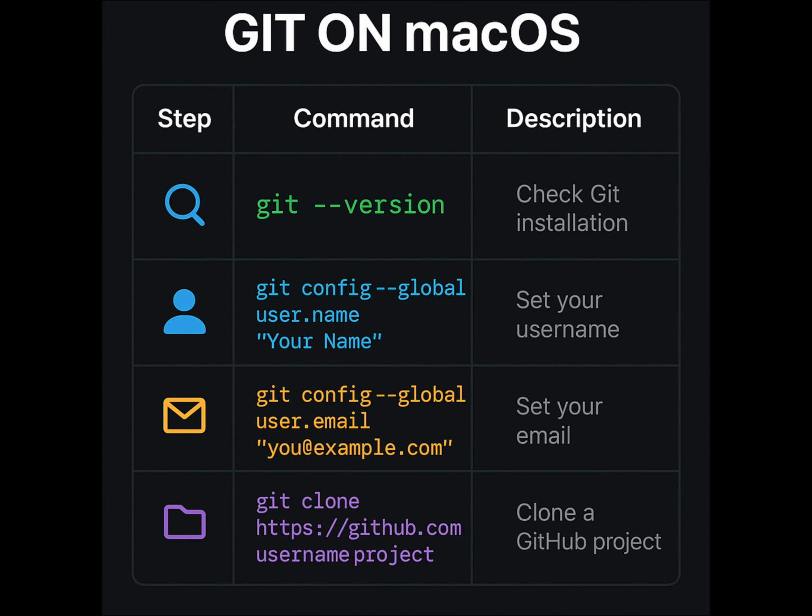So we checked if Git was installed, set up our username and email, and cloned our first project from GitHub. In the next video, I'll show you how to create and switch branches in Git, which is super useful for managing different features in your project.